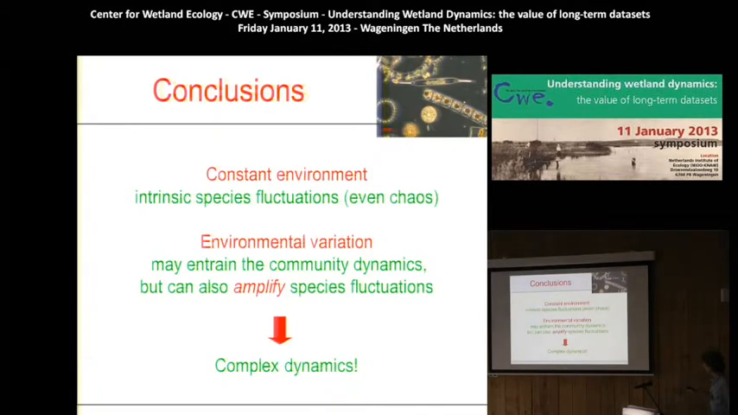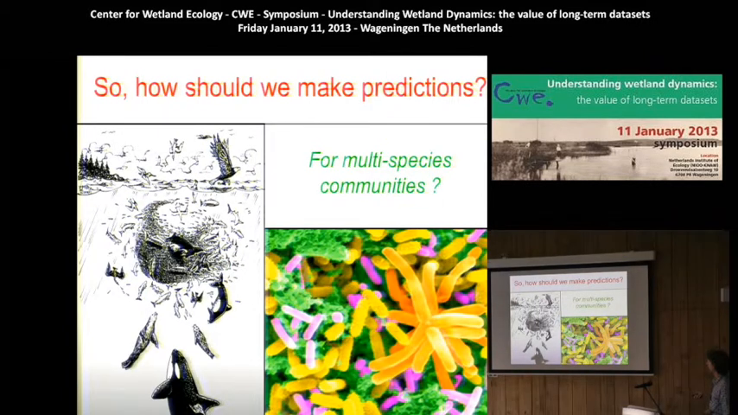So to conclude, what I've shown is that in a constant environment you can find strong intrinsic species fluctuations generated by the interactions within the food web, and we even found chaotic dynamics there. And that environmental variation may entrain the community dynamics, as we have seen. The chlorophyll fluctuations in the North Sea are strongly driven by the tidal cycle. They're enslaved by the tidal cycle. But we can also have situations where environmental variation amplifies the species fluctuations, as in the red noise temperature fluctuations. So this generates very complex dynamics, and this has implications for how we do our science, how we make predictions, for instance, for multi-species communities.